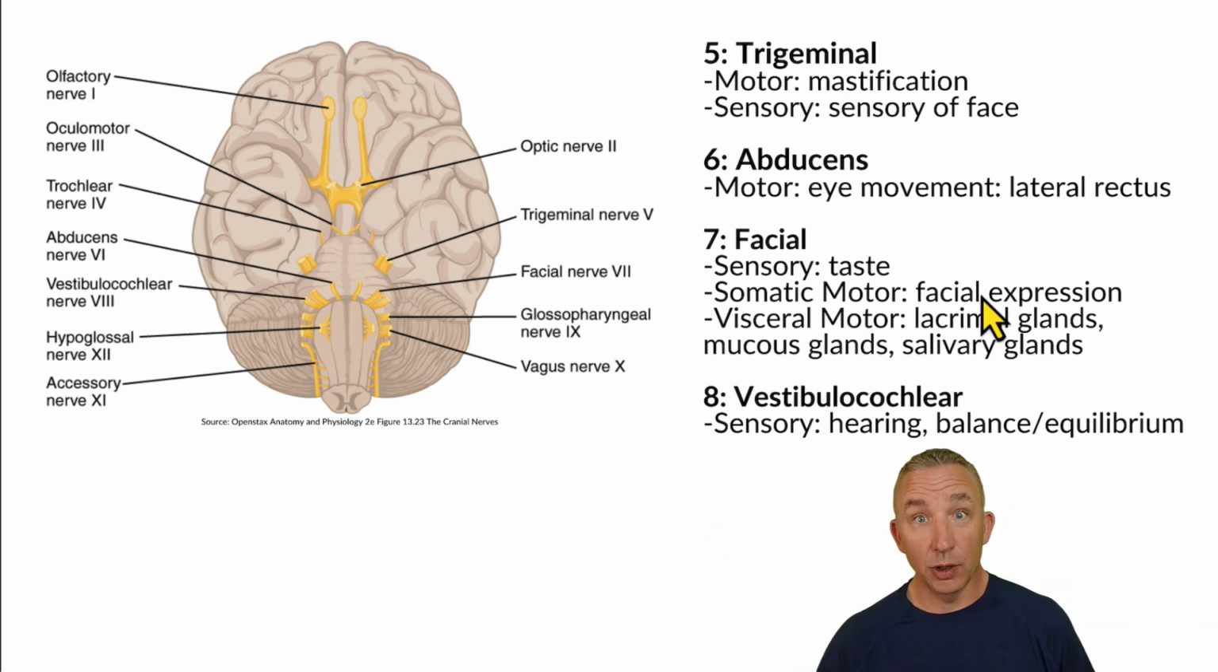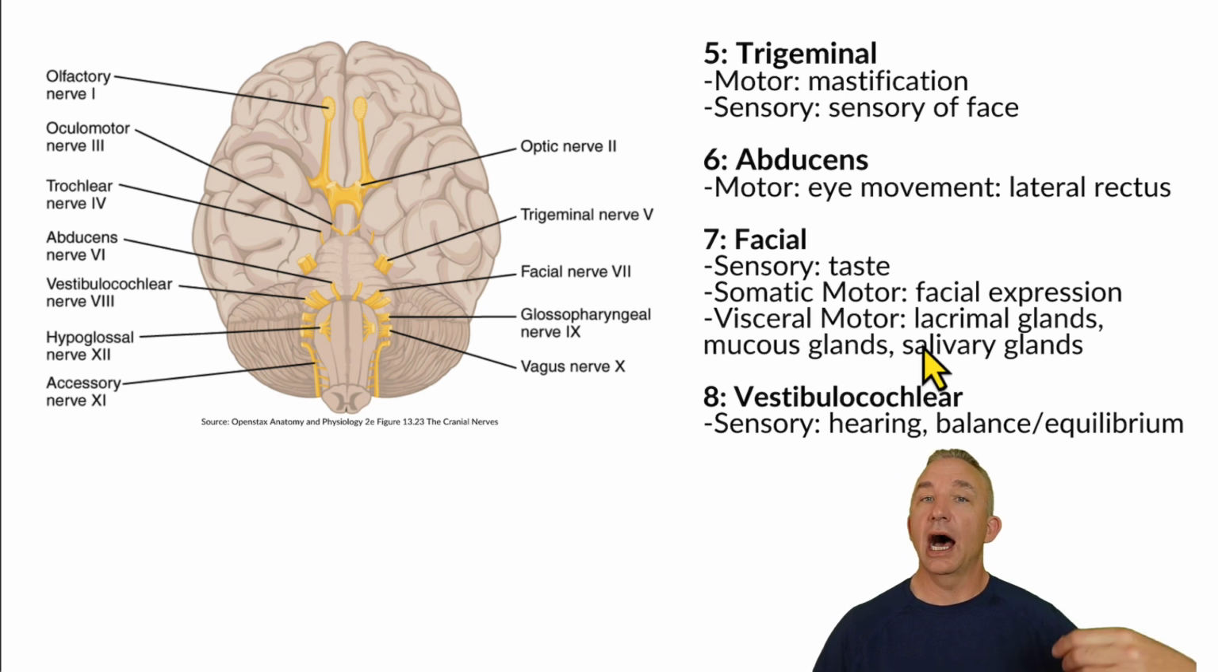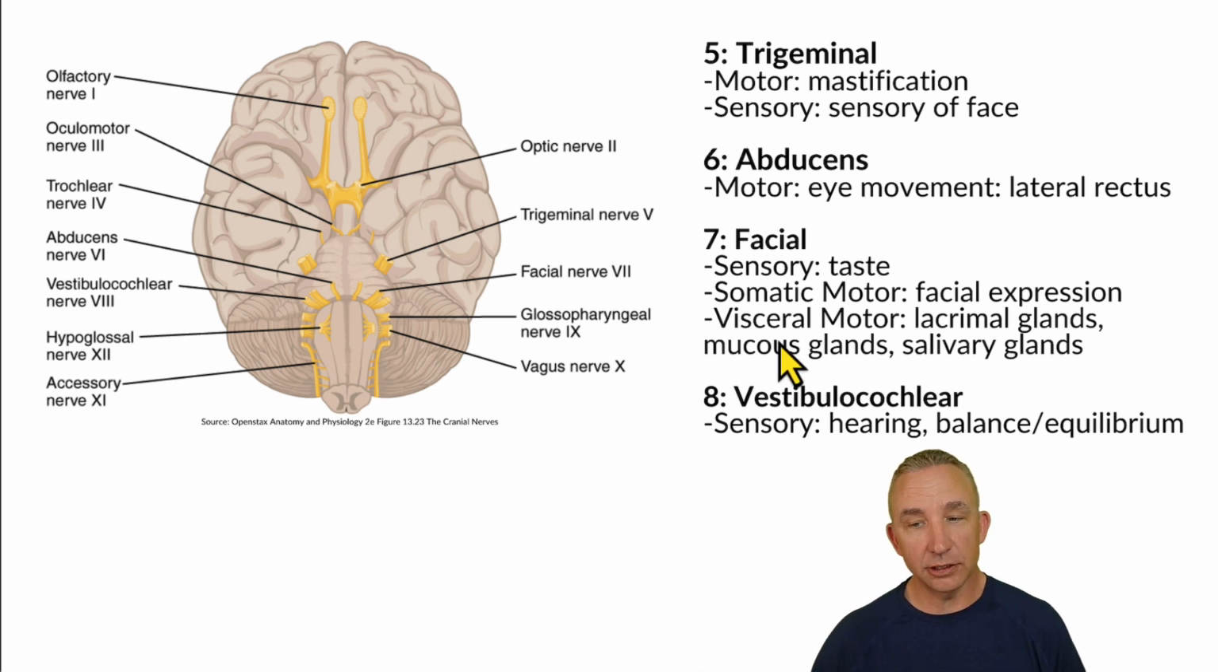So somatic motor is some of my facial expressions. Visceral motor, things I can't control. So when I look at my tears and my lacrimal glands, when I secrete mucus, when I look at salivary glands, the saliva in my mouth, these are glands that are secreting a product. I cannot control these. And then when we get into our autonomic nervous system, we see these interacting with these nerves. So facial does quite a bit.